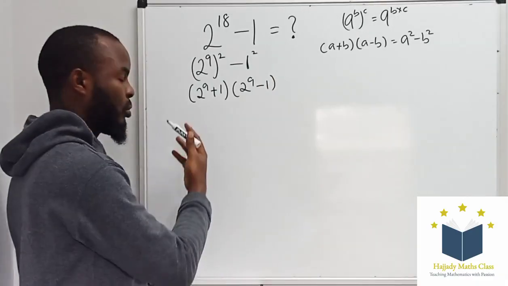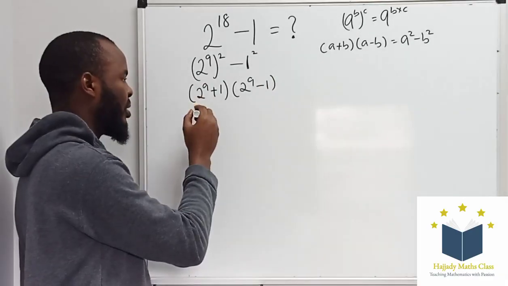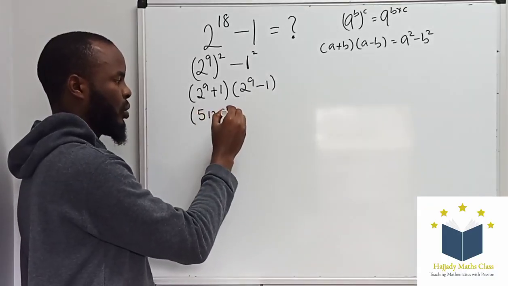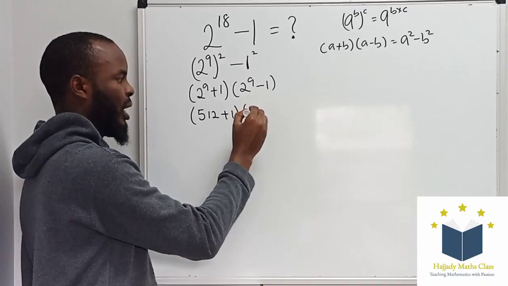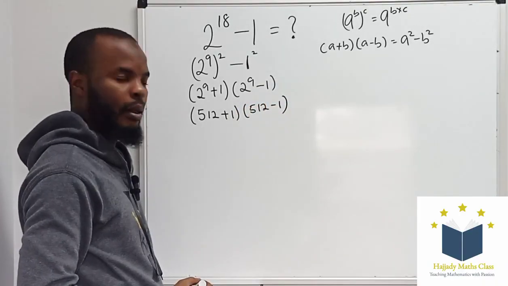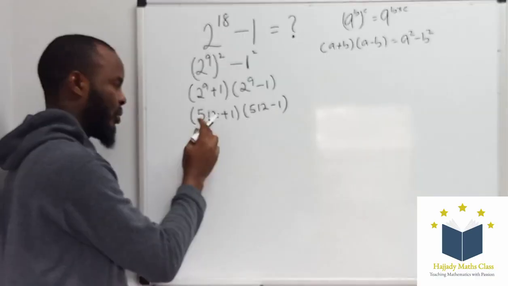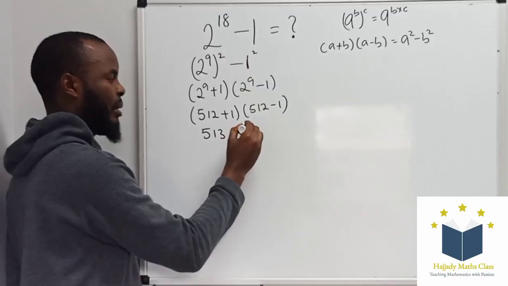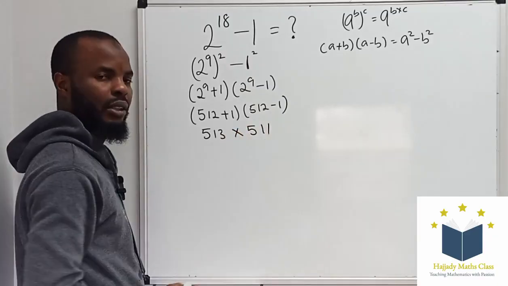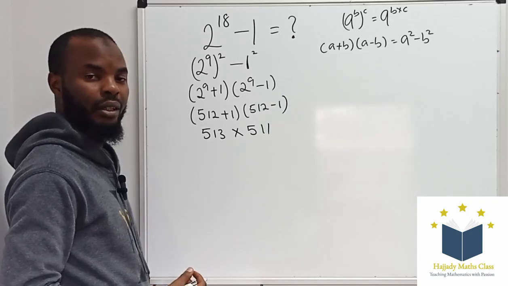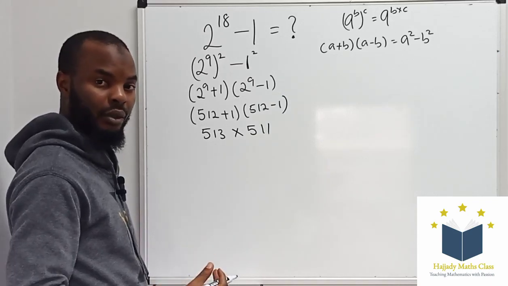So it's very easy to know 2 to the power of 9. 2 to the power of 9 is the same thing as 512, plus 1, 512 minus 1. Now, 512 plus 1 gives 513 multiplied by 511. So instead of multiplying this outrightly, let's break it down because we are expected not to use the calculator.